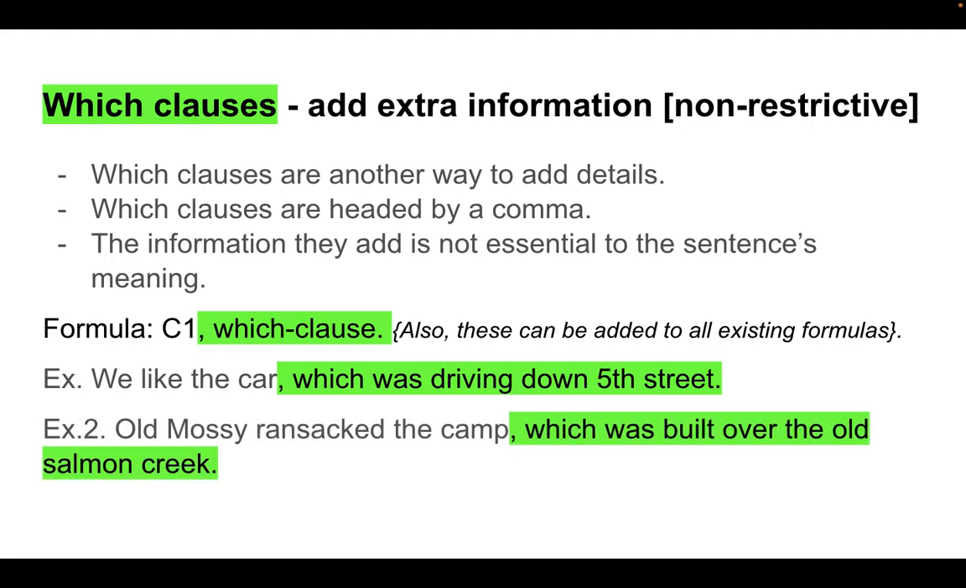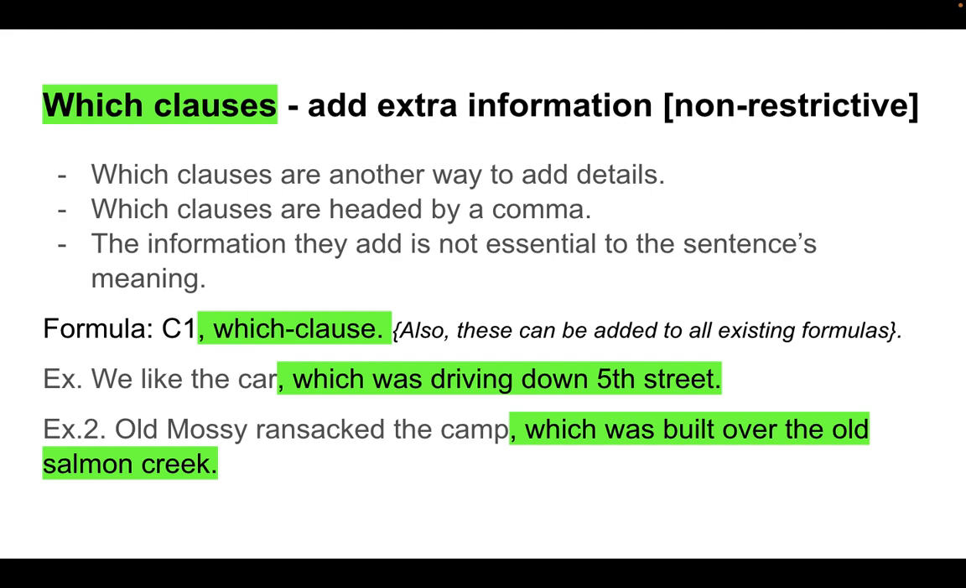Next one, example number 2. Old Mossy ransacked the camp, comma, which was built over the Salmon Creek. So again, we have this character attacking some sort of a camp, and there's additional information, but the author is deeming it to be a little bit less important.